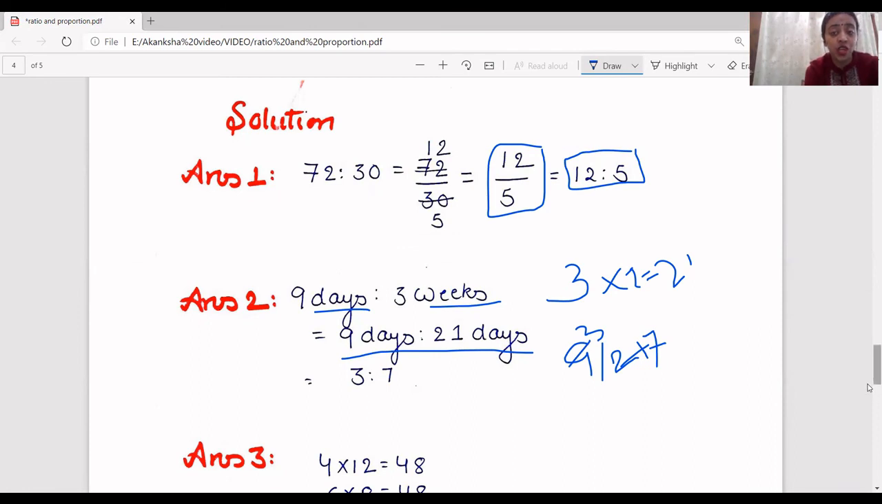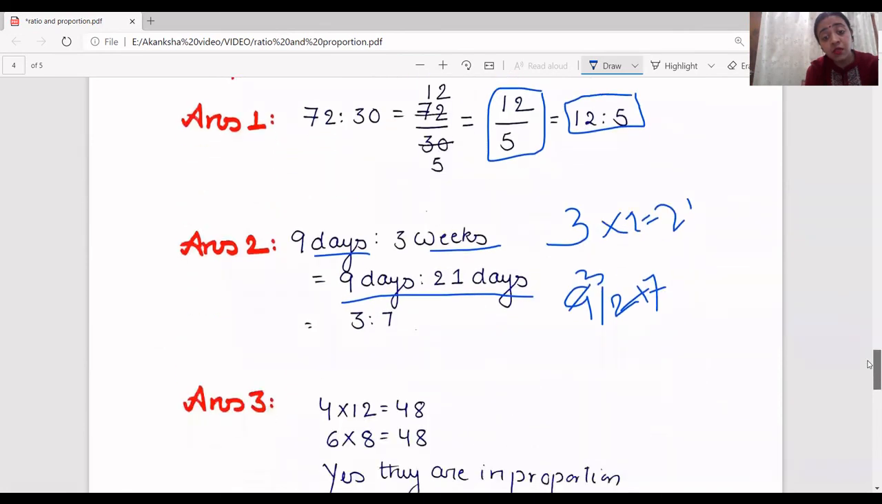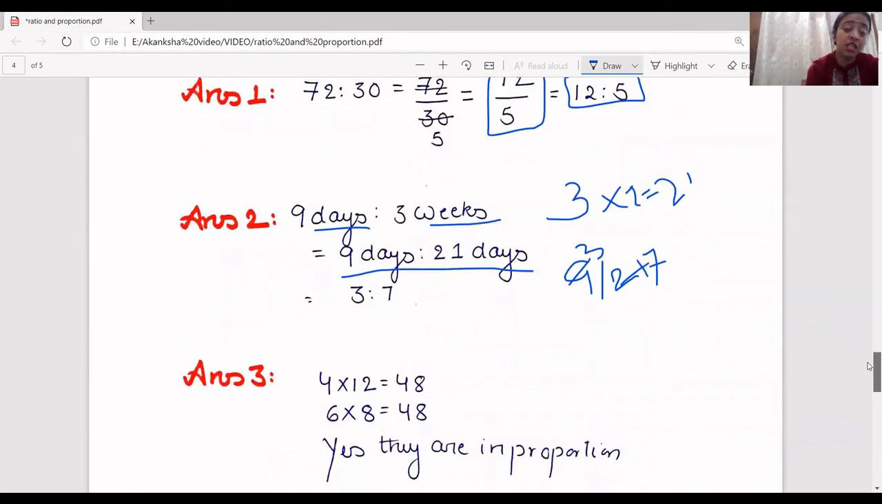I hope you're enjoying. Let's move ahead. Determine if 4, 6, 8, 12 are in proportion or not. Remember, I had told you that you will first calculate the product of extremes and then the product of means. So extremes is 4 into 12 and means is 6 into 8. Both are 48, therefore they are in proportion to each other.